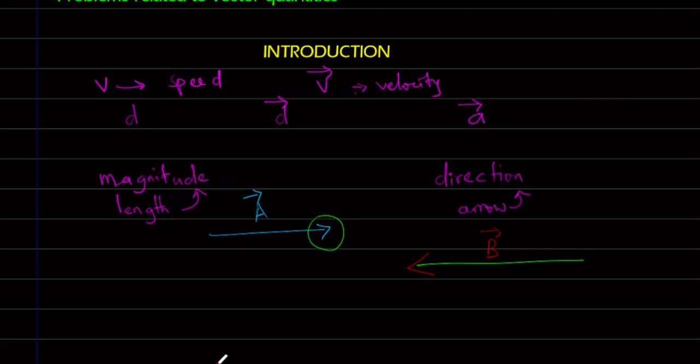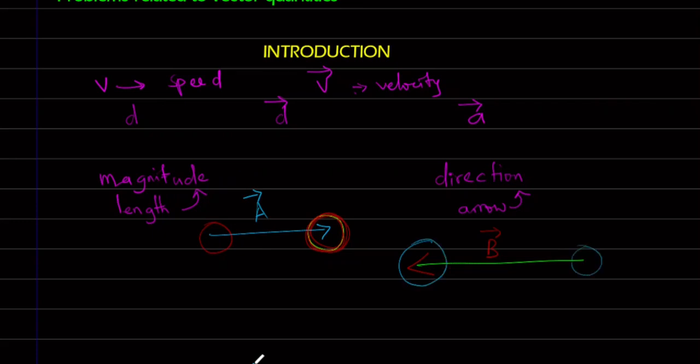Now, how do we know the head of a vector and the tail of a vector? The head of the vector is where the arrow is located. So this represents the head of the vector. While the tail of the vector is this. Another one is vector B. For vector B, its head is where the arrow is located and its tail is the other side.